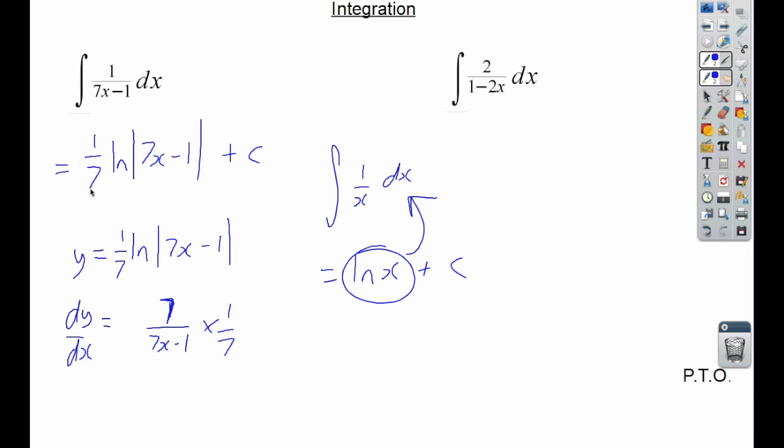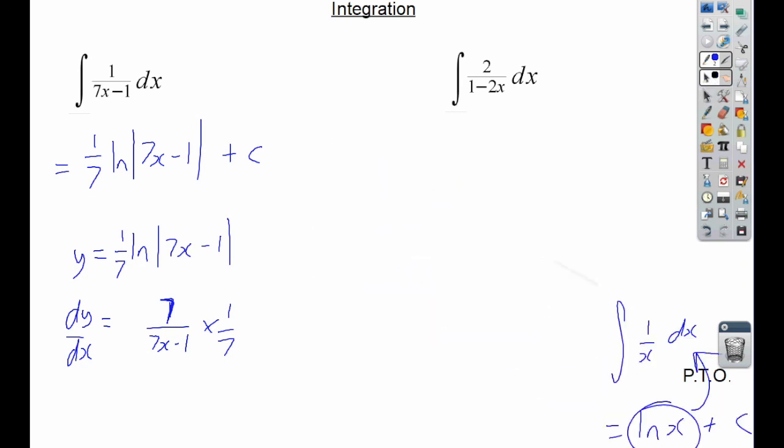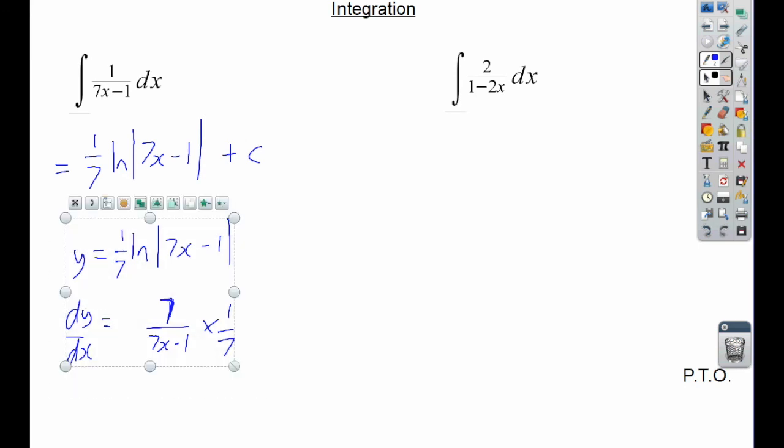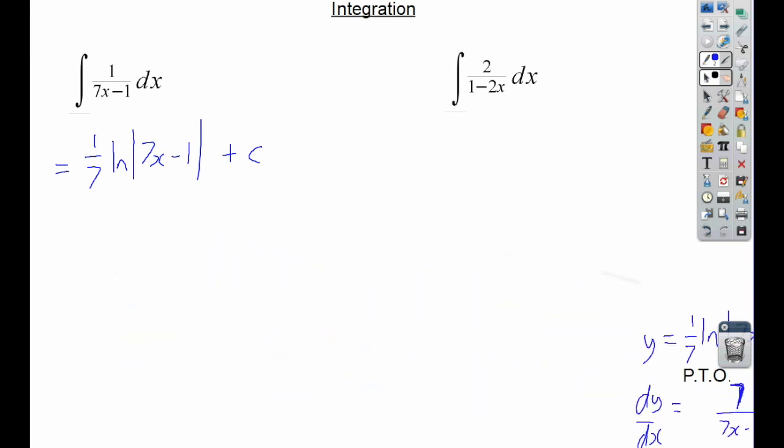So you can see it's similar to what we've seen already. That is, when you're differentiating using the chain rule, you multiply by the derivative of what's normally in the brackets, but in reverse, when you're integrating, you would divide by the derivative of what's in the brackets.